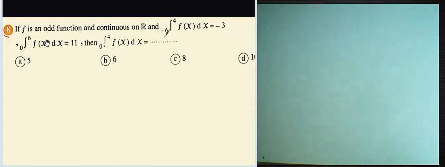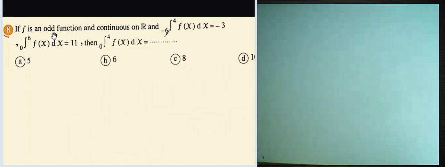Question 8. If f is an odd function and continuous on R, the integral from -6 to 4 of f of x dx equals -3, and the integral from 0 to 6 of f of x dx equals 11. We want to find the integral from 0 to 4 of f of x dx. He gives us the information that it is an odd function.